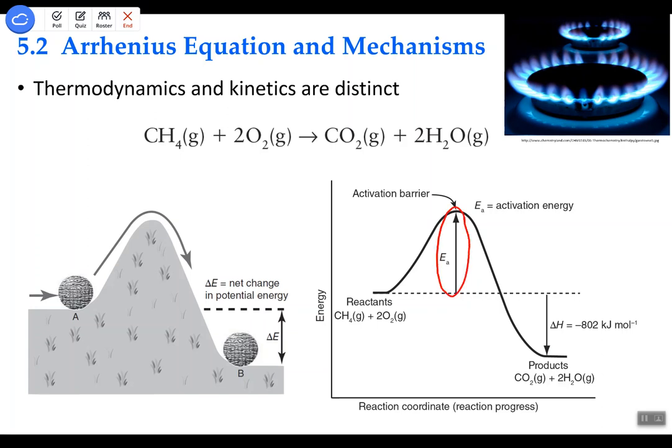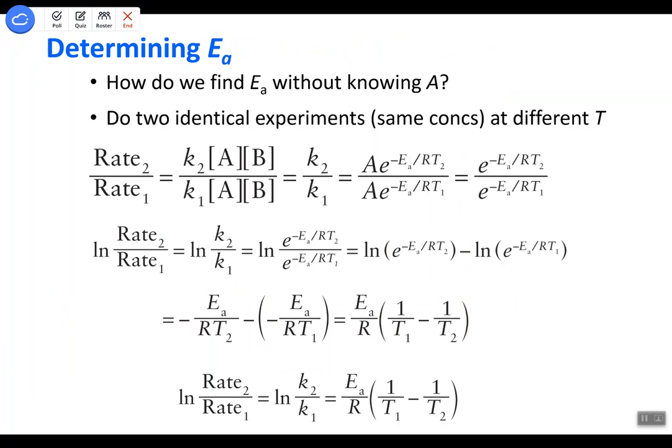So how do we go ahead and actually measure the activation energy for a particular reaction? Well, we can do some experiments. Just like rates need to be determined experimentally, the order of the reaction needs to be determined experimentally, so the activation energy also needs to be determined experimentally.